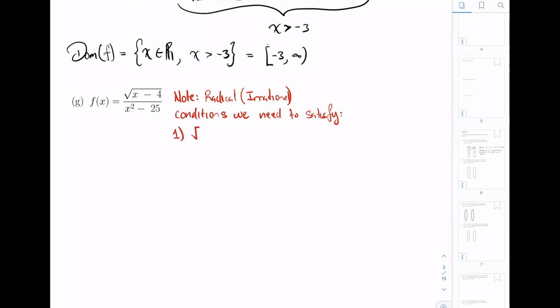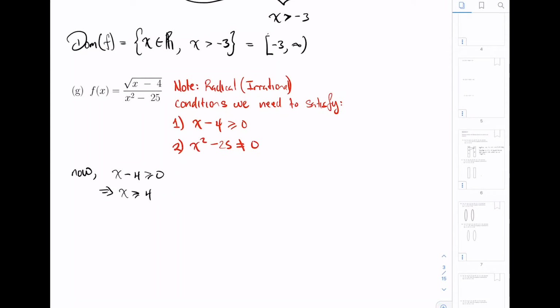One, we need the function underneath the square root, which is x minus 4, to be greater than or equal to 0. And we need our denominator x squared minus 25 to not be equal to 0. So these are the two conditions we need to satisfy. Now, x minus 4 greater than or equal to 0 implies that x is greater than or equal to 4. So we finished with that part.